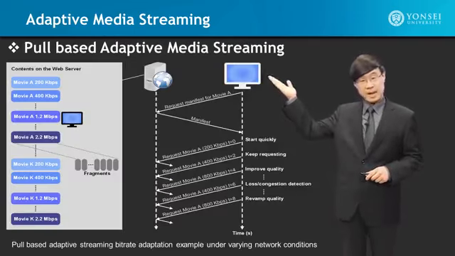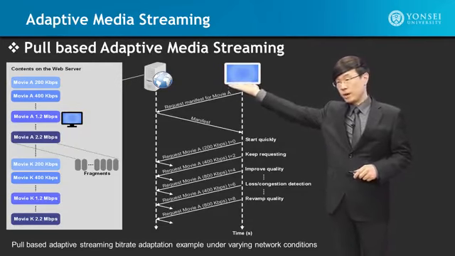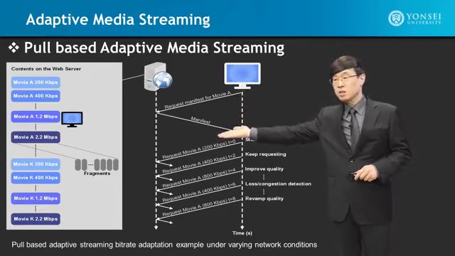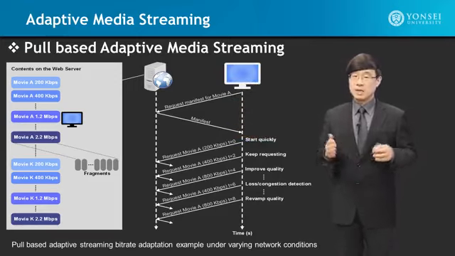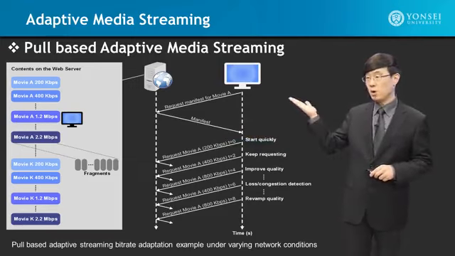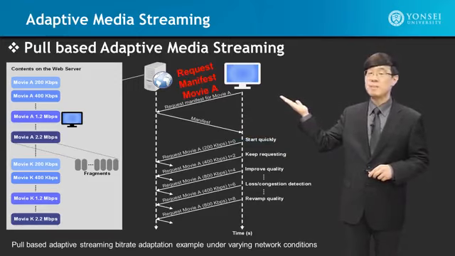The pull-based adaptive streaming of the media works like this, in which you see over there various movie bit rates and also fragments. The details of this will be explained in the following slides. But first, let me go over this example, which starts off with a request for the manifest of movie A.